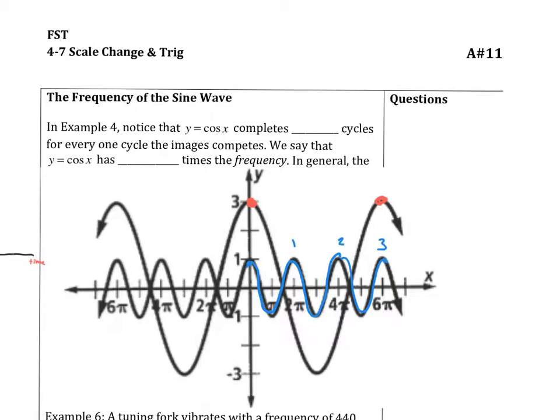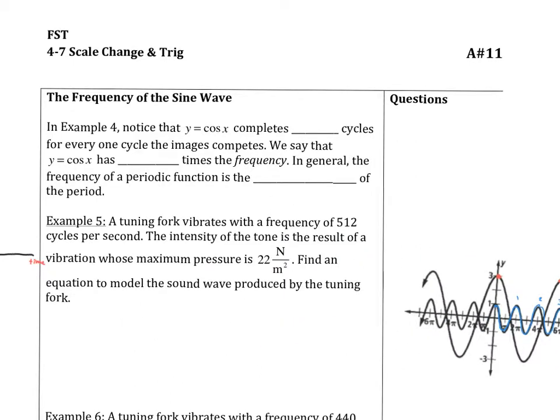So in the end, we see that in example 4, it completes 3 cycles for every 1 cycle that the image completes. So we say that y equals cosine of x, the parent function, has 3 times the frequency. And frequency usually is about time, how many times something happens in a second or in a minute. So in general, the frequency of a periodic function is the reciprocal of the period.